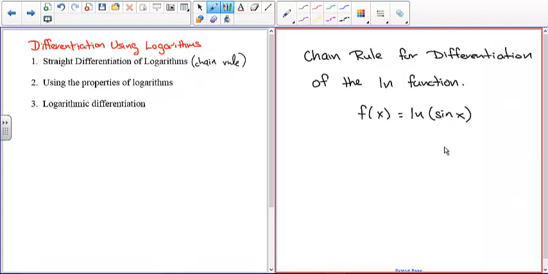Okay, so here's the first case. So it's the natural log of the sine of x. I can't use any of the properties of logarithms to simplify that. So I use the chain rule. So I would let f of u equal the natural log of u, and u of x equal the sine of x. So the derivative of the natural log of u is 1 over u. The derivative of the sine is the cosine.